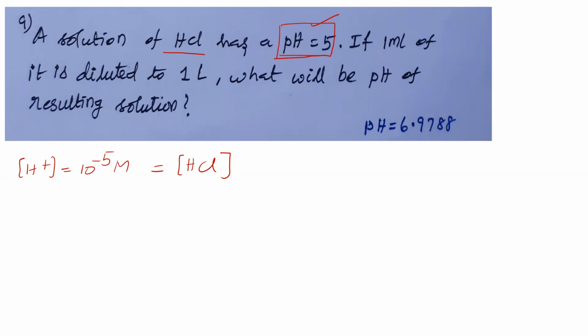Then the second statement: if 1 ml of it is diluted. Diluted means addition of solvent, here addition of water. Solvent is not mentioned, so you can consider water. Diluted to 1 liter means you are taking 1 ml of this solution, adding water to it, and making the solution up to 1 liter. That means you are doing dilution.